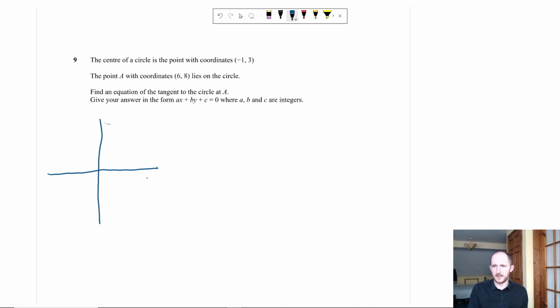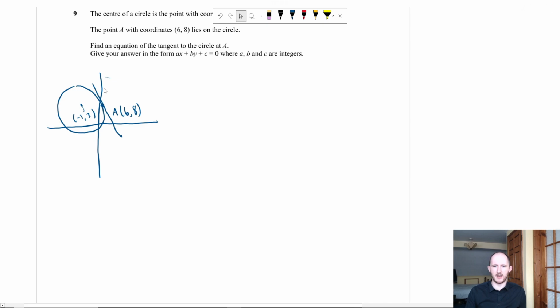Minus 1, 3, so it's somewhere over here, let's say. And let's say it's a circle that looks like that. Point A lies on the circle and it's 6, 8, so let's say it's over here. And we have a tangent here that we're trying to find the equation of. Now, the diagram doesn't have to be too accurate, to be honest, because this point should technically be higher, so this whole circle should be shifted to the right and up. That doesn't matter. I'm just using it to visualize what's happening.